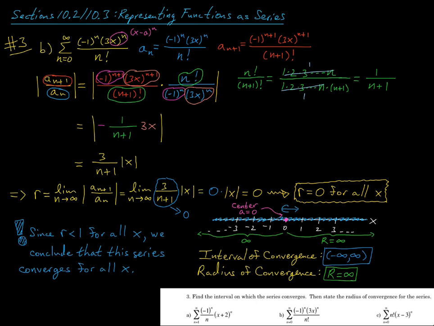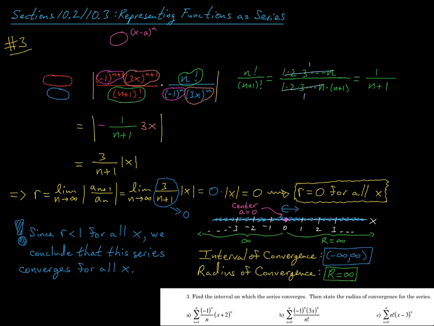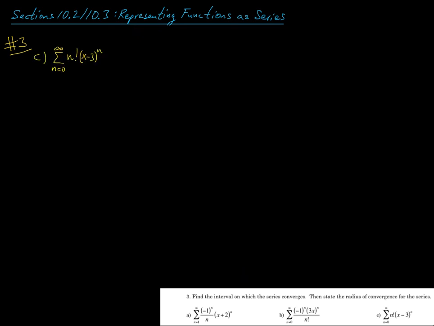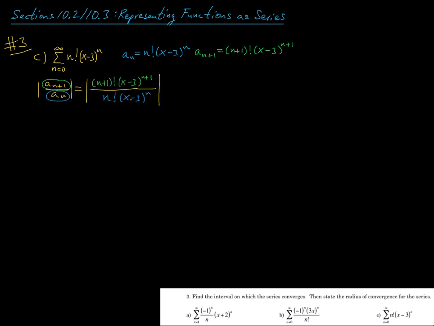All right. And so now let's go ahead and look at the last part. This is part C. Okay, so we're looking at the sum of n factorial times x minus 3 to the n, and n starts here at 0. So again, we'll apply the ratio test. A sub n is here, a sub n plus 1 is here. So looking at this ratio, I have n plus 1 factorial times x minus 3 to the n plus 1 over n factorial times x minus 3 to the n in absolute value.